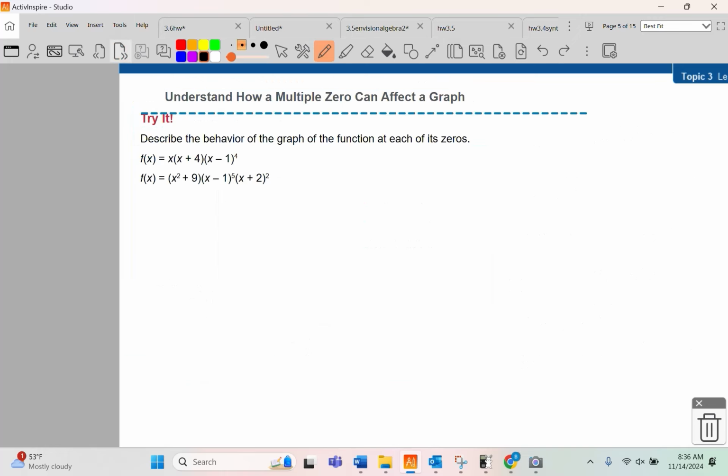All right, so what's up next? Describe the behavior of the graph of the function at each of its zeros. All right, so let's look at f of x. What are her 3 zeros? Zeros, one is 0. We have x equals 0. You guys are telling me x equals -4. What's the other one? x equals 1. There's a reason I'm writing it like this, by the way. It talks about describing the multiplicity. I have no desire to write out multiplicity. I'm going to use the letter M.